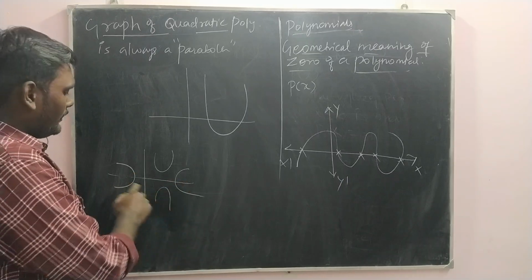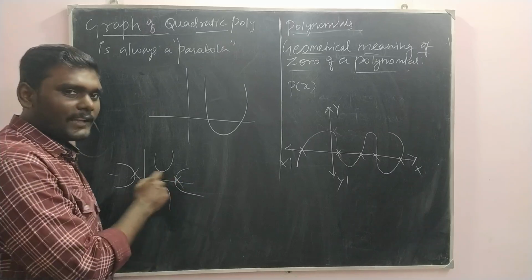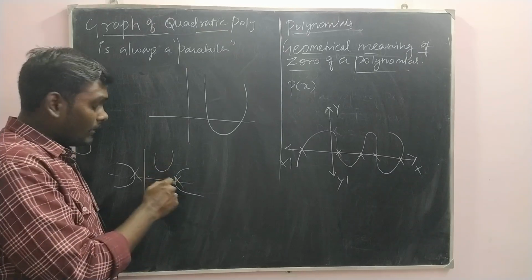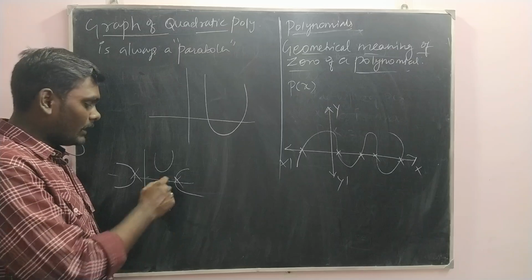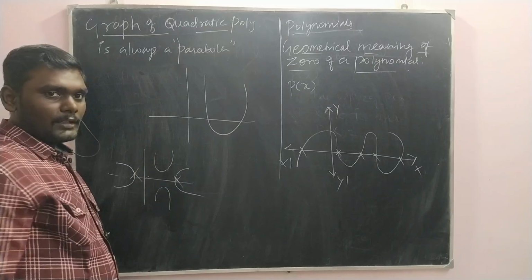Left and right we just omit. Why? Because they are all touching the y-axis. Whatever is touching the x-axis only, we should consider. So either it is upside or downside.